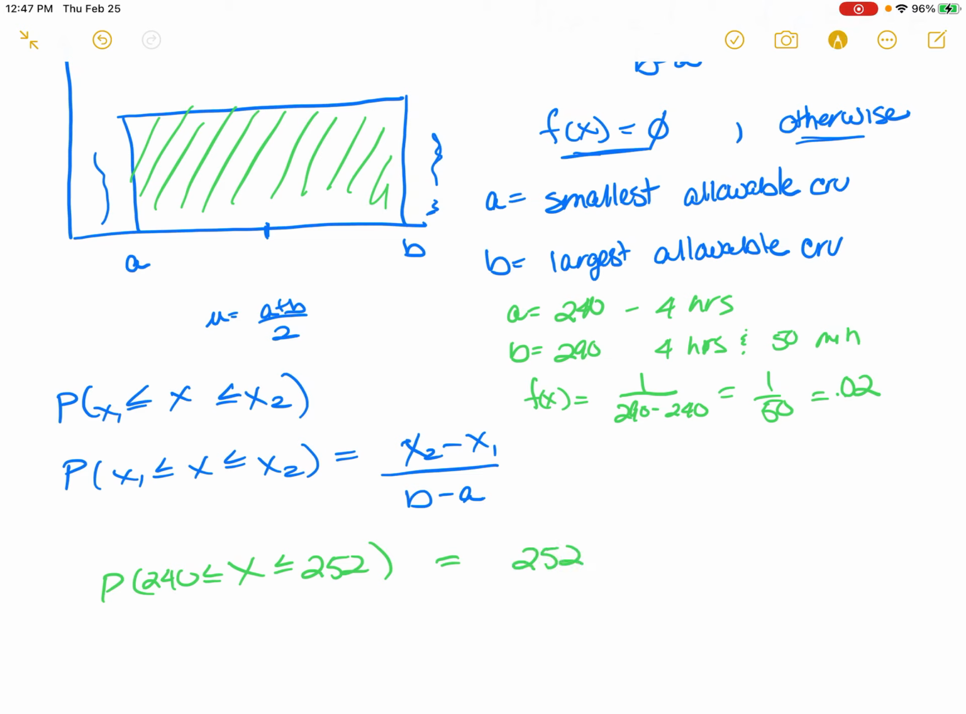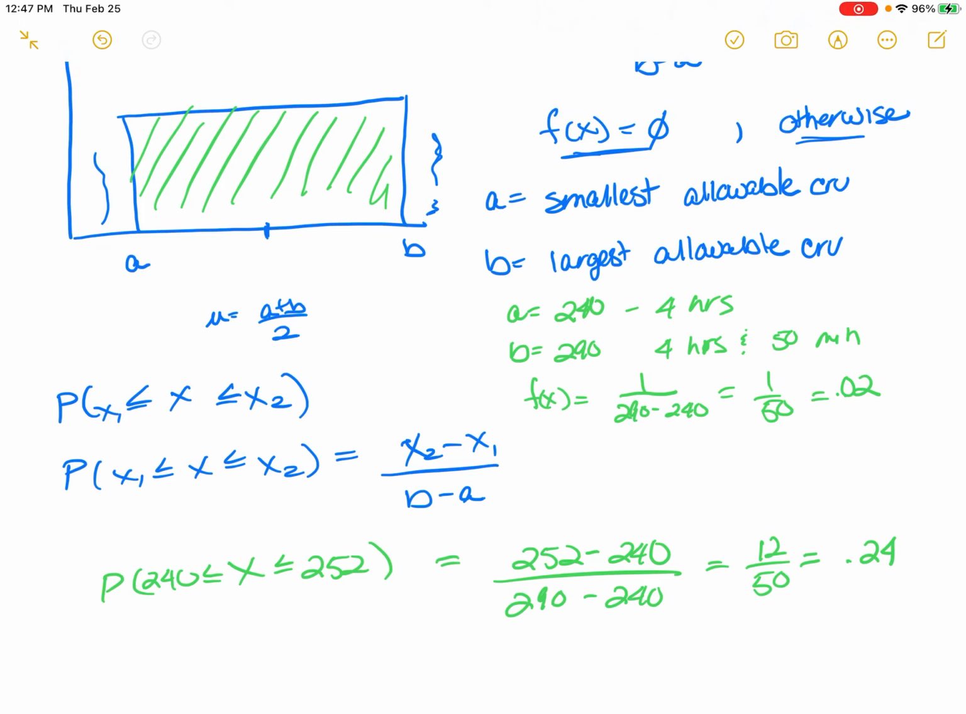We know that is equal to 252 minus 240, over 290 minus 240. And that is going to be equal to 12 over 50, which is equal to 0.24. And there we have it in terms of finding the probability.